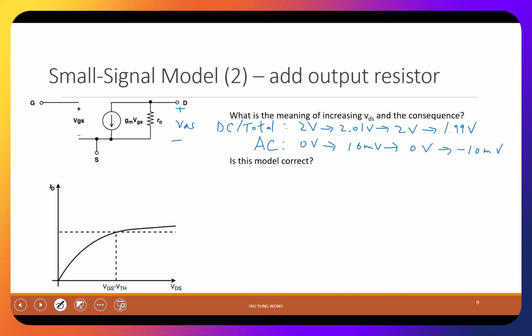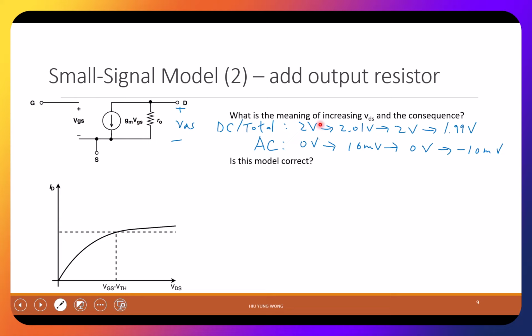And here, some of you may say, how come you only have 10 millivolt and it's still in saturation? 10 millivolt should be in linear mode, right? But just because this is AC, the total voltage is 2.01, not 10 millivolt. And it is 1.99 at a certain point of time, not negative 10 millivolt. Okay? So with this, we dump everything to the background.